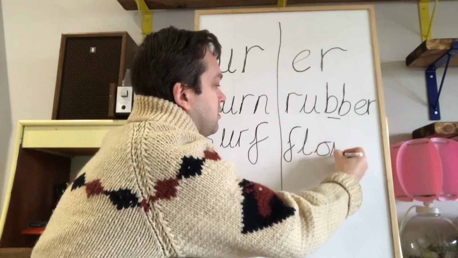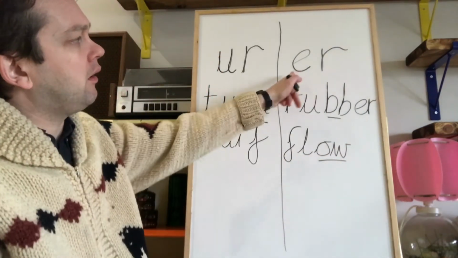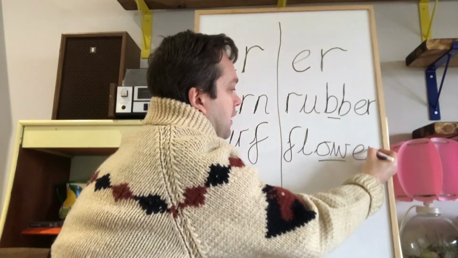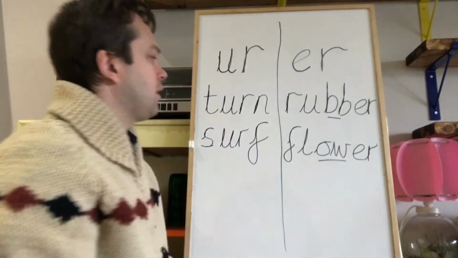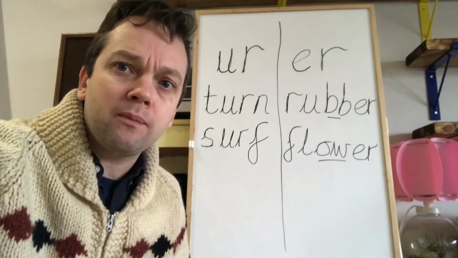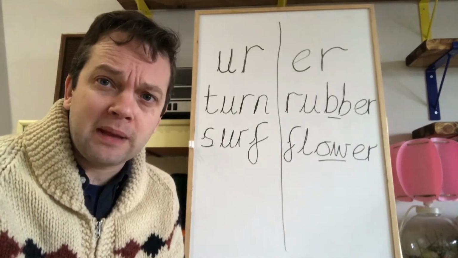O and W, make the sound ow, and then the letters E and R. There we go, a flower. Super. Give yourself a tick once you got it right. 2 ticks if you did it before me.